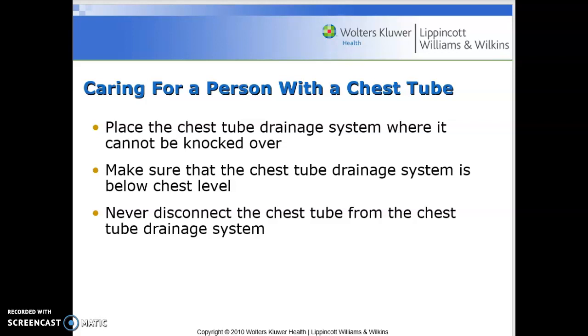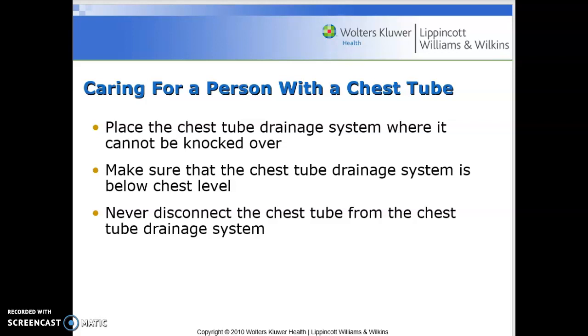There are different things you need to know when we're caring for a person with a chest tube. We need to make sure that the chest tube drainage system is where it cannot be knocked over. It needs to be below chest level. And we never, ever, ever disconnect the chest tube from the drainage system, okay? Because that would allow air to backflow in and go back into the chest. This is a sealed system. What we're looking for is making sure that whatever's around that lung is coming out. If we break the seal and remove something, air can suck back into that chest cavity and cause the lungs to collapse.